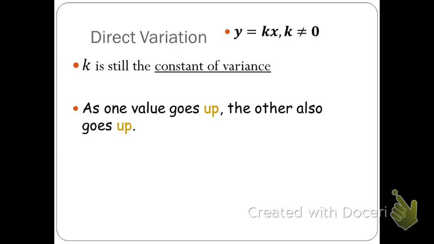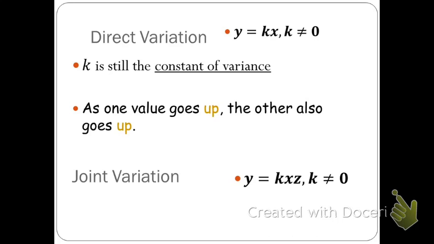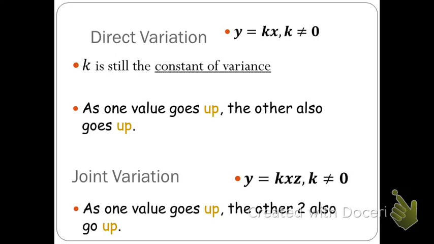There's also joint. And joint variation is almost the same thing. It's y equals kxz. So we've added one more variable. When we say joint, what we're saying is y is related to both x and z directly. So as y goes up, x and z go up, or as x and z go down, y goes down. They'll go down in the same way. So two values are now changing in relation to one.